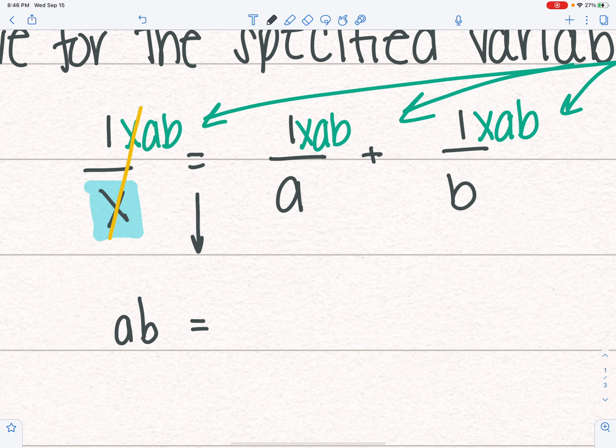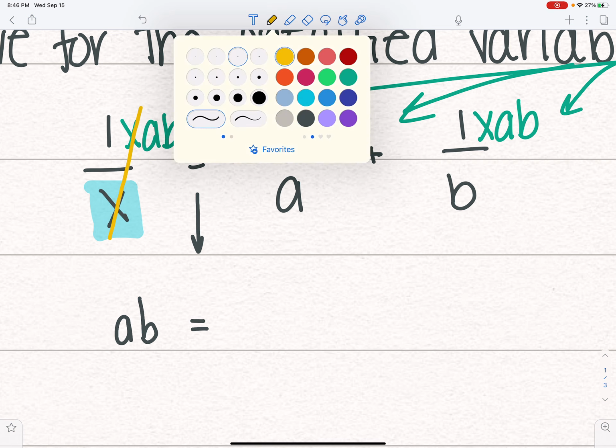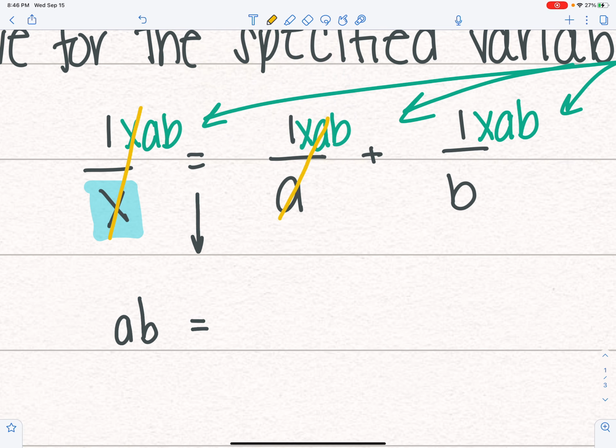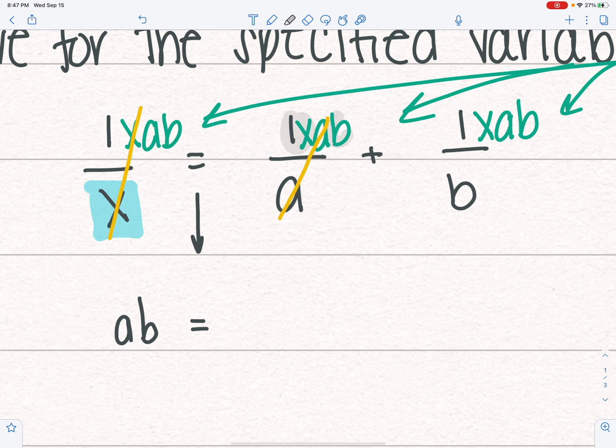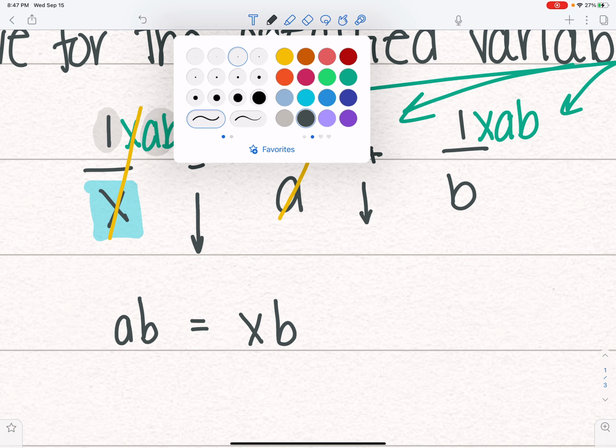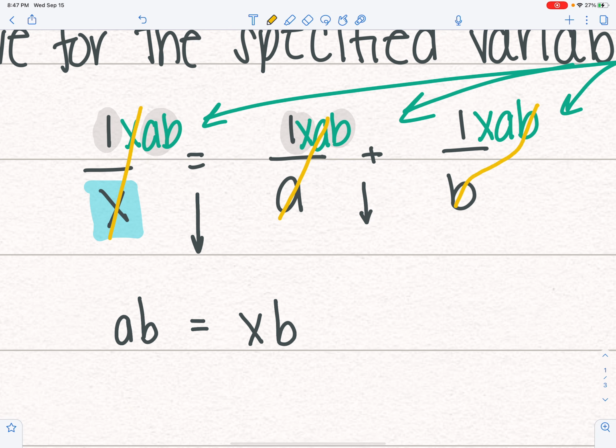Carry down my sign. In the second fraction, the a's will cancel and leave me with 1x times b. Here I had 1ab, so in that one I just have xb, because 1 times x times b is just xb. Carry down my sign. And in this one, the b's are going to cancel, and so here I'm just left with 1xa, which is the same thing as plus xa.